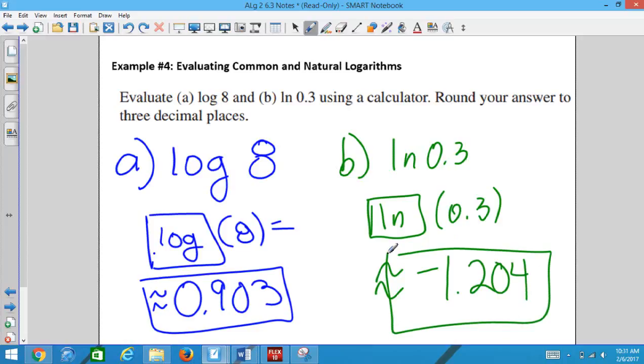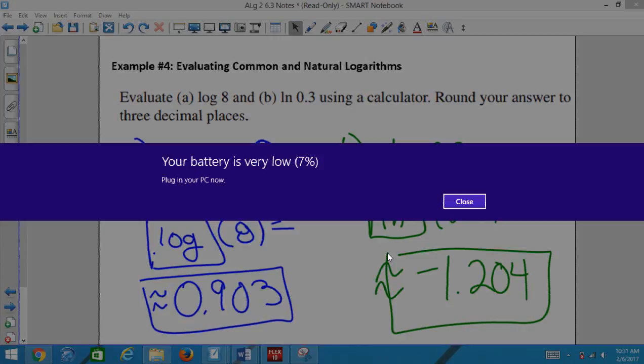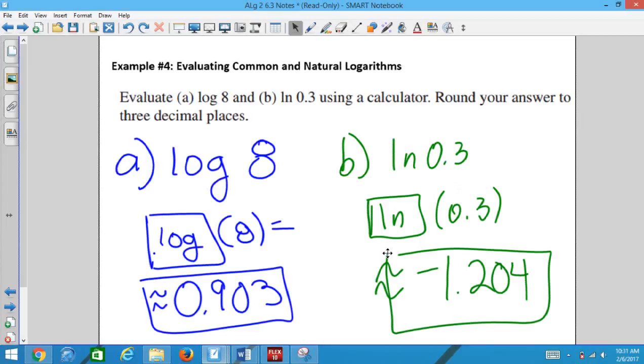If you didn't get that on your calculator just now, you should ask, like, hey, Miss Griswold, I'm not getting this. Come see me. Uh-oh, I should plug in my computer. What do you guys think? Probably a good idea. I think you guys mean that you know what the process is.